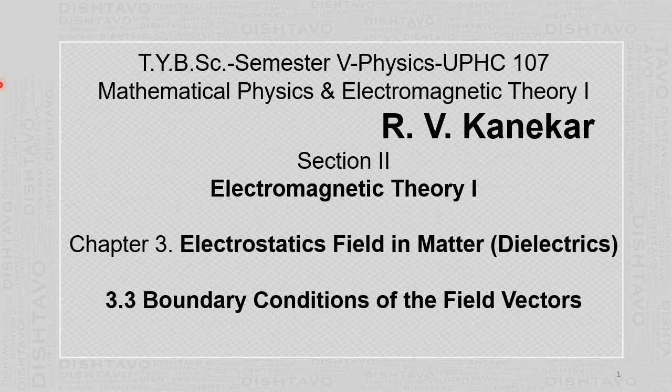Hello students, in this lecture we'll find the boundary condition of the field vectors. The field vectors here are the electric field vector and the displacement field vector. Boundary condition means suppose there are two dielectrics. At the boundary between these two dielectrics, that means the interface between the two dielectrics, how is the electric field vector related and how is the displacement field vector related?